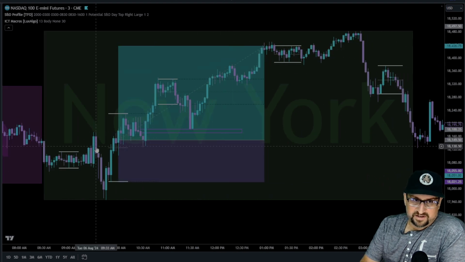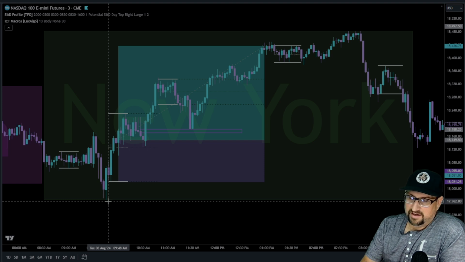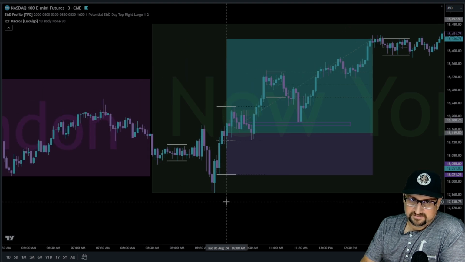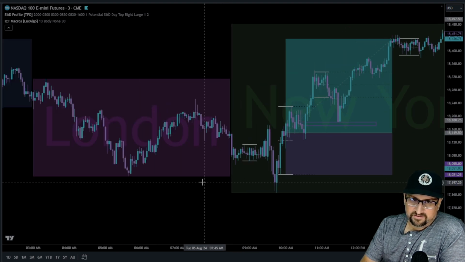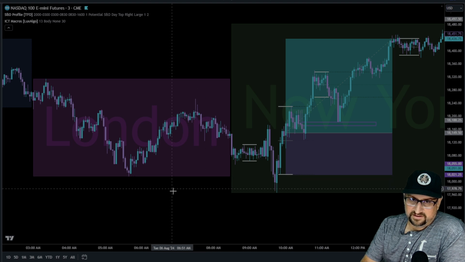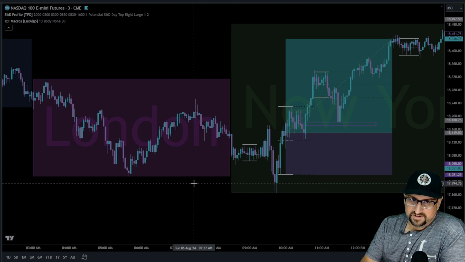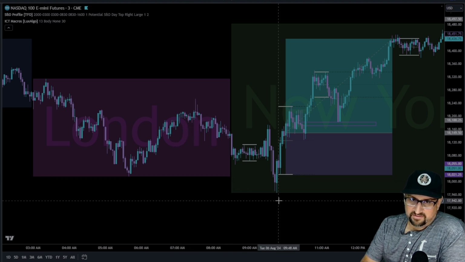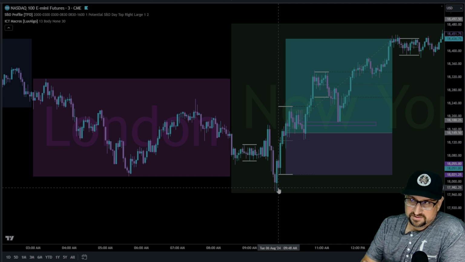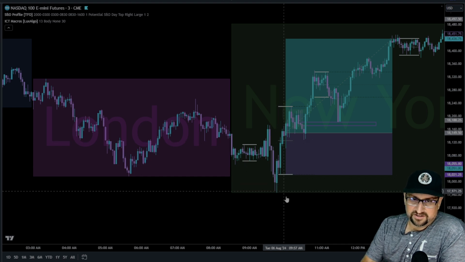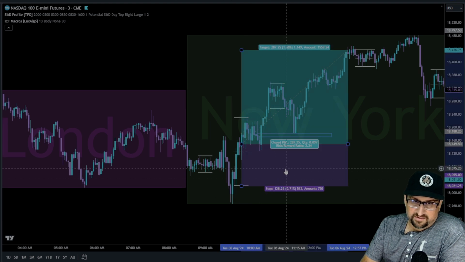What do? We manipulated down. So 1, we have manipulation down. 2, we sweep the low, London low, Asia low, whatever. We sweep this time-based liquidity. And what do? Almost immediately, start pushing back, and we start displacing in the other direction. So we create this fair value gap right here. Boom.